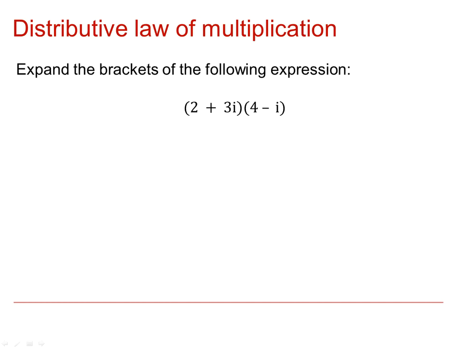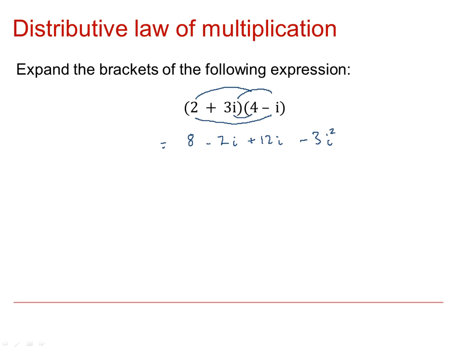So here we've got the first term, 2 multiplied by 4 being 8. The outside terms giving us minus 2 multiplied by i. The inside term, 3i multiplied by 4 giving 12i. And then finally, the last, we get negative 3 multiplied by i squared.